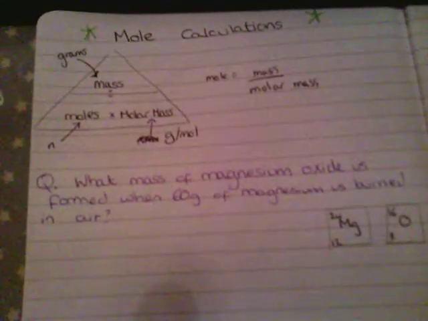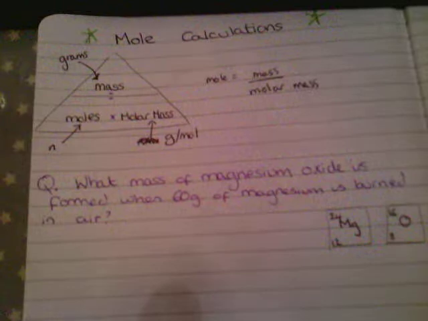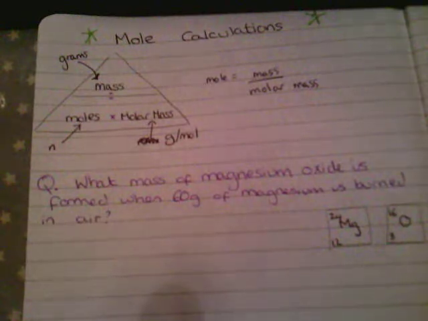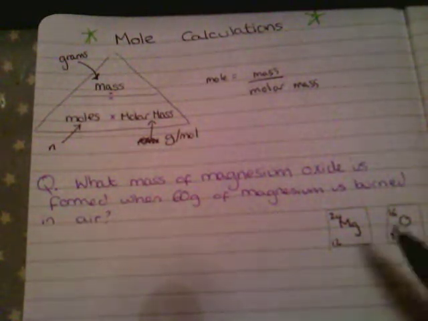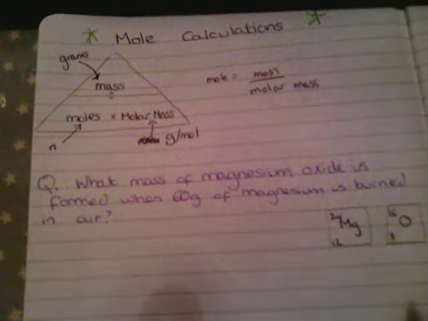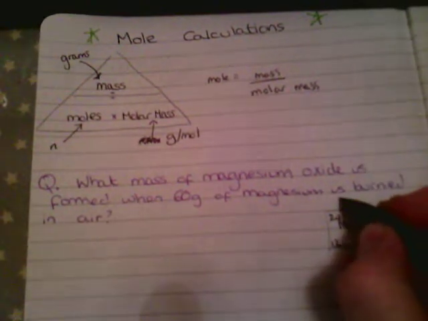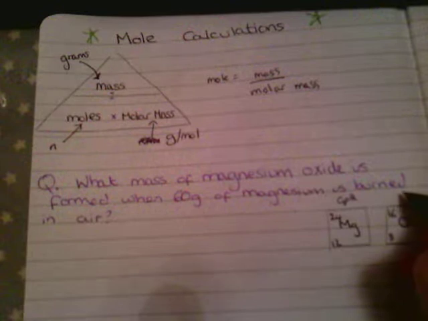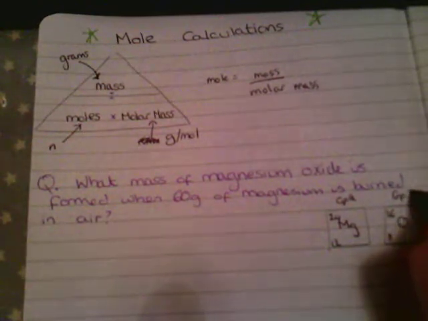Right, let's go through an example now. So, what mass of magnesium oxide is formed when 60 grams of magnesium is burnt in air? Now, remember you have access to a periodic table in your exam that provides every single paper. But I've just written out the two elements we want. Group 2 element magnesium and group 6 element oxygen.